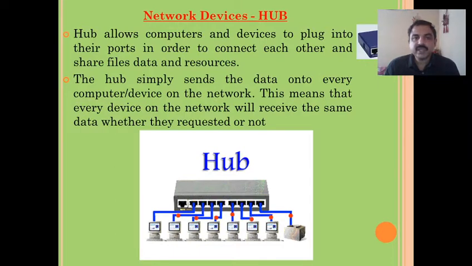The hub simply sends the data onto every computer or device on the network. This means that every device on the network will receive the same data whether they requested it or not. So if you are sending data from one place to another in a network, the hub will send the data to each of the nodes, whether the node requested the data or not. This is how a hub works.